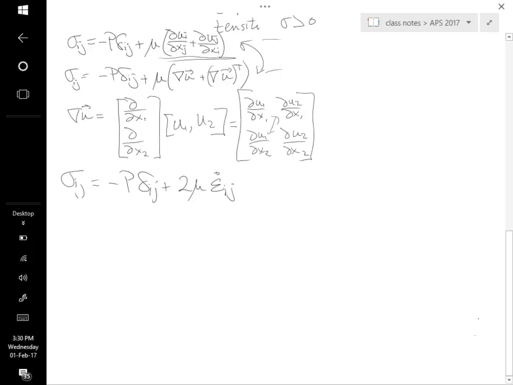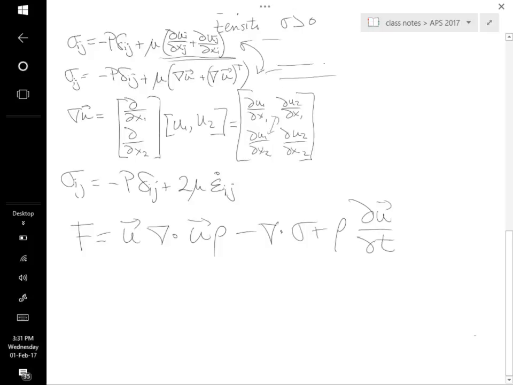Now that we have the constitutive law for the Newtonian fluid, we can return to the momentum equation, which we wrote above like this, and we can substitute in. So what I'm going to do is use this form of the constitutive law right here, and that will give us this.